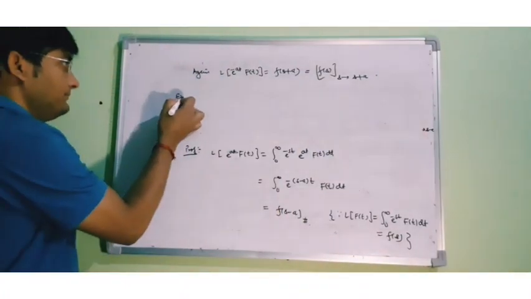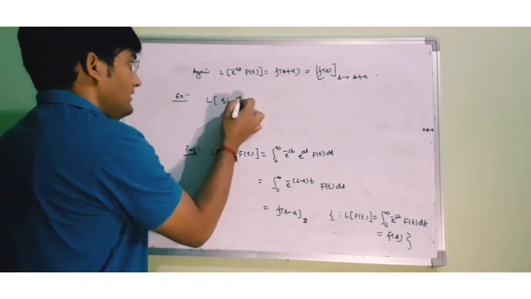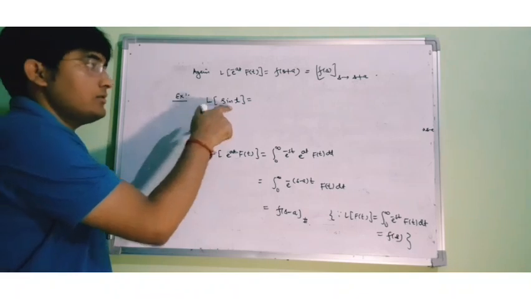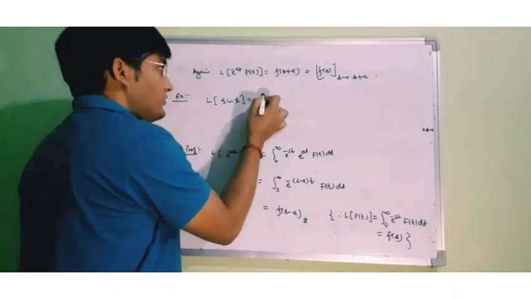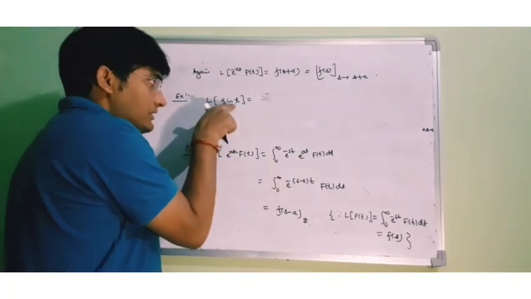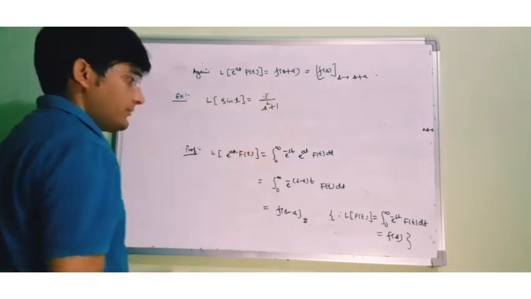For example, as we know, the Laplace of sin t is equal to... use the definition of sin at: Laplace of sin at is equal to a upon s square plus a square. Now in place of a we have 1, so this is 1 upon s square plus 1.